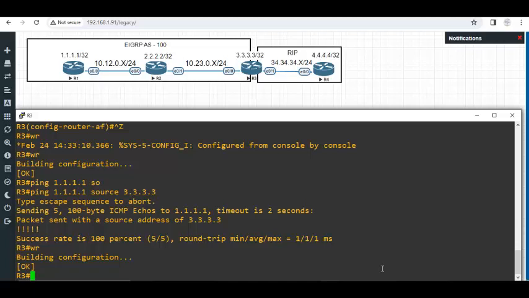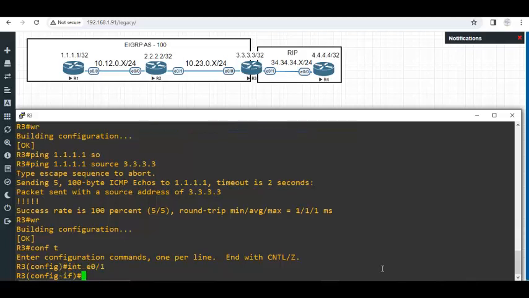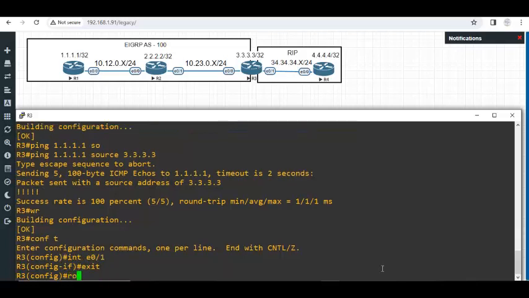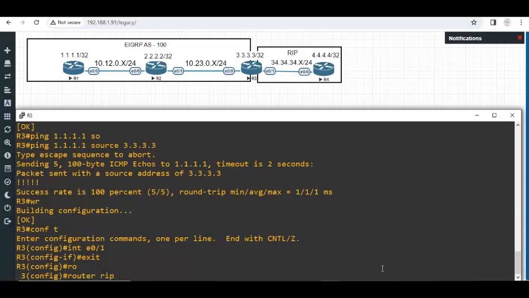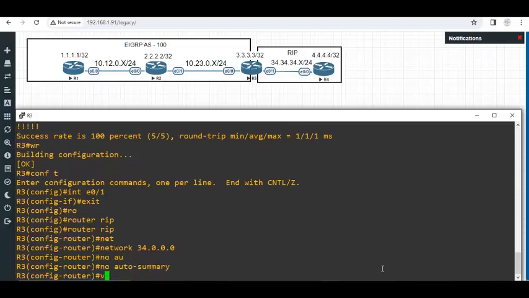Interface Ethernet 0/1, sorry, router RIP network 34, no auto summary, version 2. Also on router 4, let's wait.